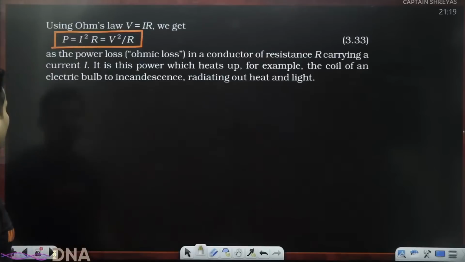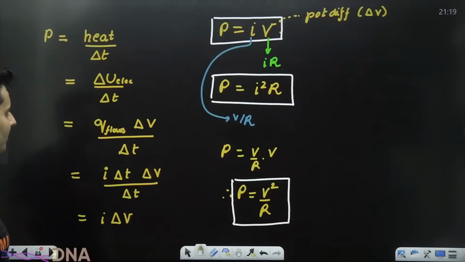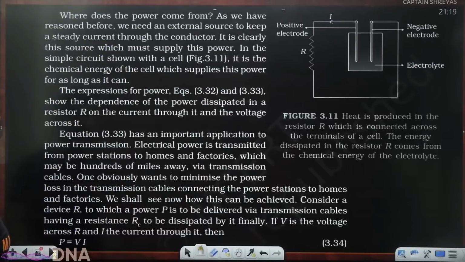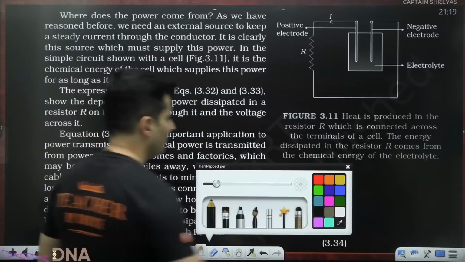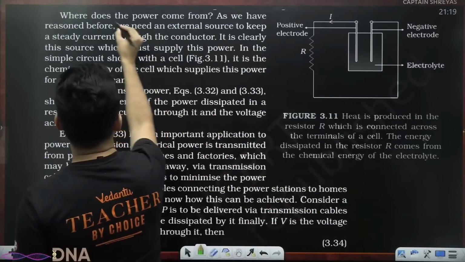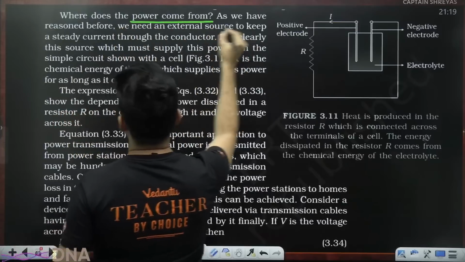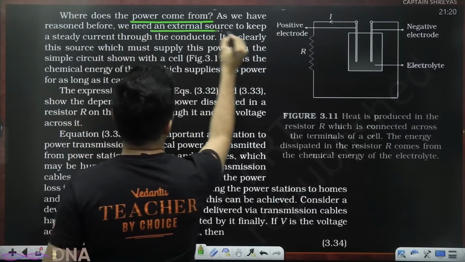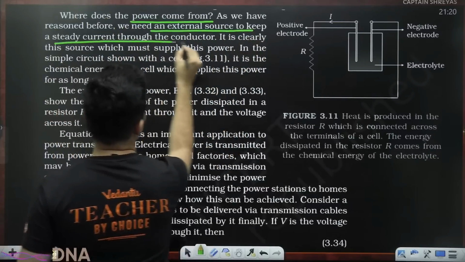Okay, so that's what they have basically done till here. So that is the energy lost per unit time. Where does this power come from, you might ask? This power basically comes from some external source. So they have mentioned where this power comes from. The power comes from an external source to keep a steady current through the conductor.